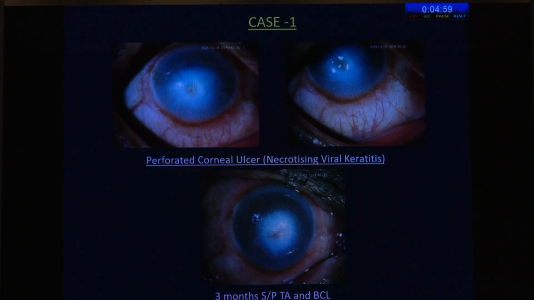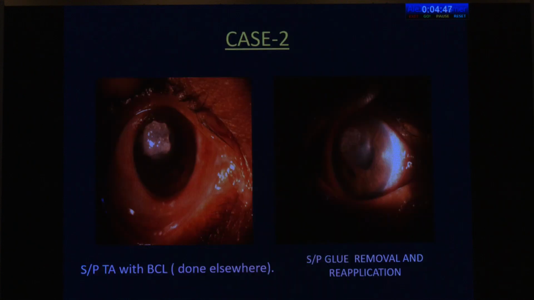So this is a patient who came to us with a perforated corneal ulcer, and we did a TA-BCL for the patient. This is how the patient's eye looks after 3 months. Perforation is well healed, and at this stage, we can plan any visual rehabilitation procedure for the patient.